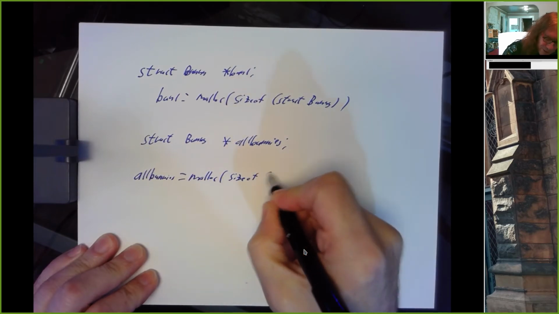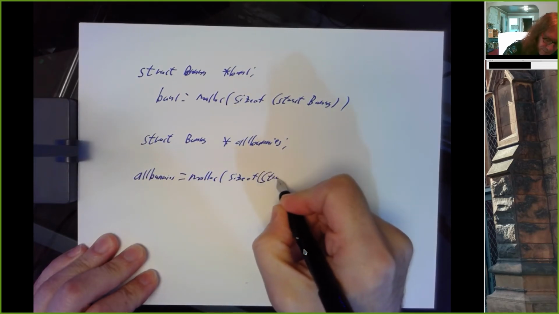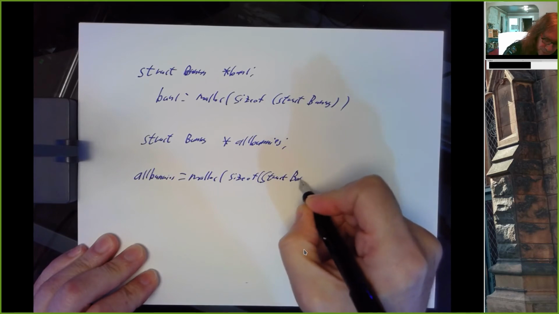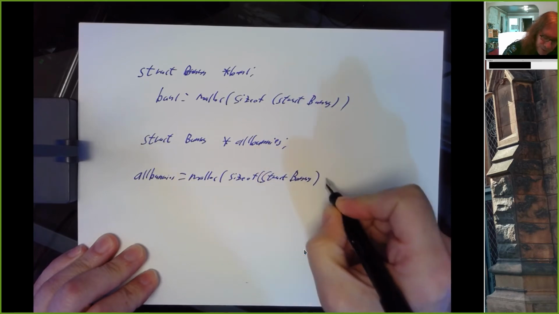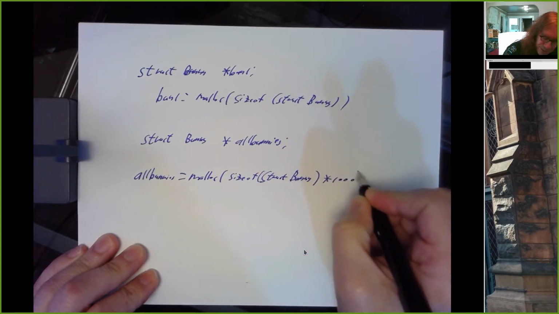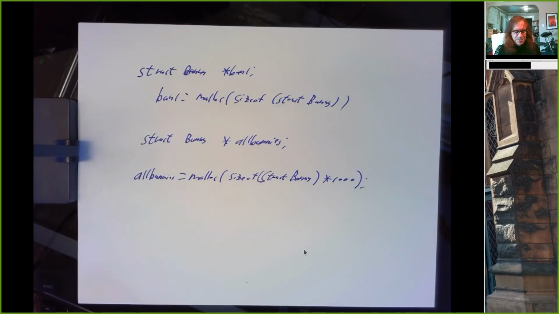So size of struct bunny tells you how much space you need for one, multiplied by 1,000 to get space for 1,000. Now all bunnies is pointing to an area that you can treat as an array of 1,000 struct bunnies. But it's still just a pointer.